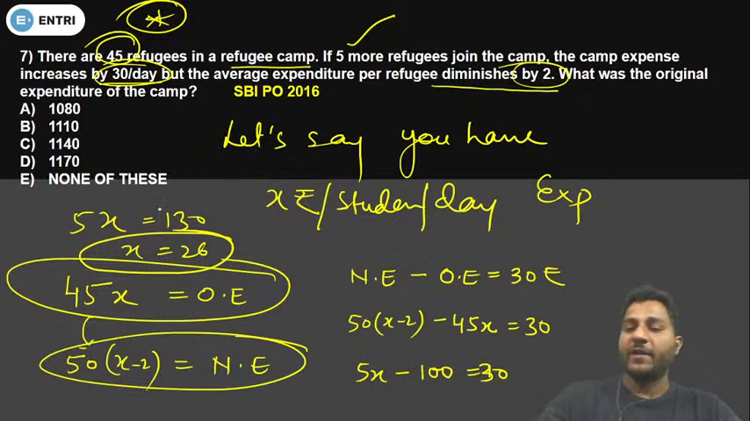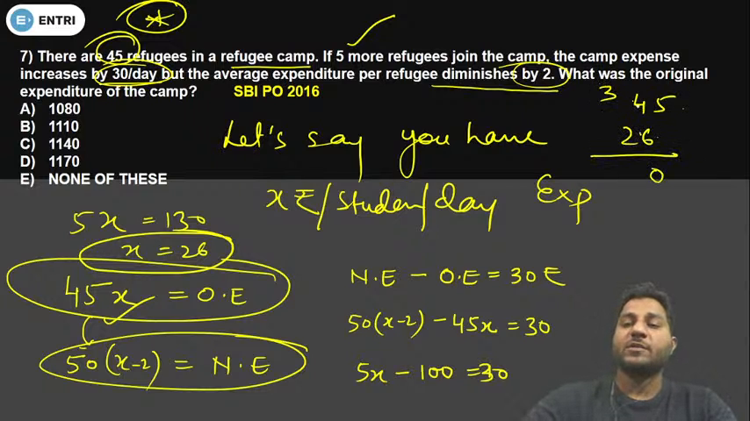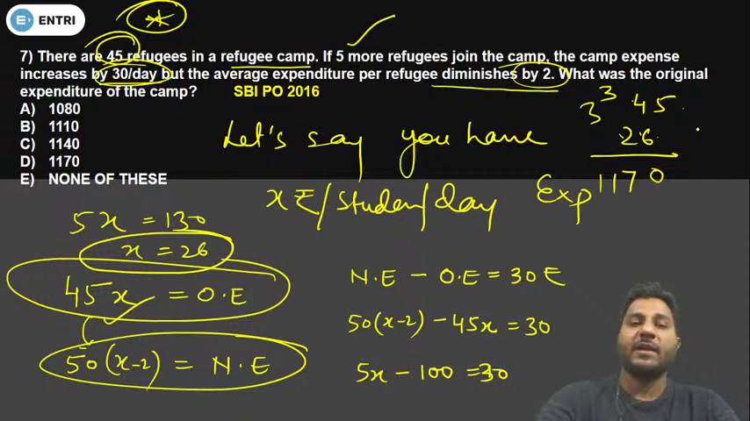Okay, so we have figured out the value of x. If we have figured out the value of x, what was the original expenditure? Your original expenditure was 45x. Now you will multiply it with 26. 6 5s are 30, 6 4s are 24, 27 and 10, 37, 2 4s are 8, 3 11. That means your answer would be 1170.